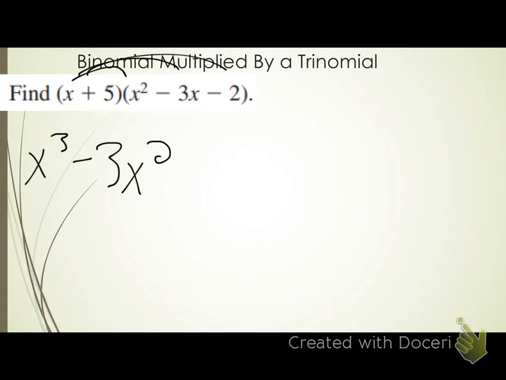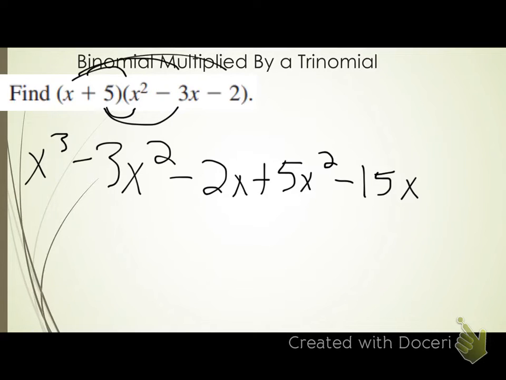Negative 3x squared. X times negative 2, negative 2x. So I've distributed my x all the way through the parentheses, which is what you were telling me to do. Now I have to multiply my 5 all the way through. 5 times x squared is 5x squared. 5 times negative 3x is negative 15x. 5 times negative 2 is negative 10. Has every term in my first set of parentheses been multiplied by every term in my second set? Yep. So I'm done multiplying.